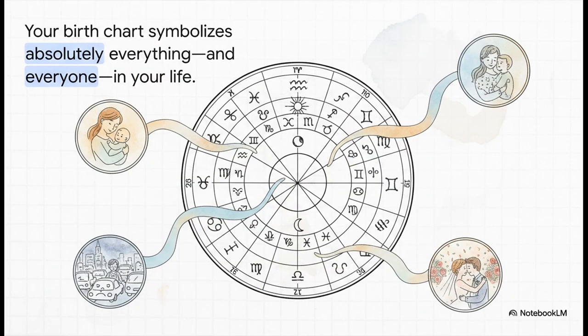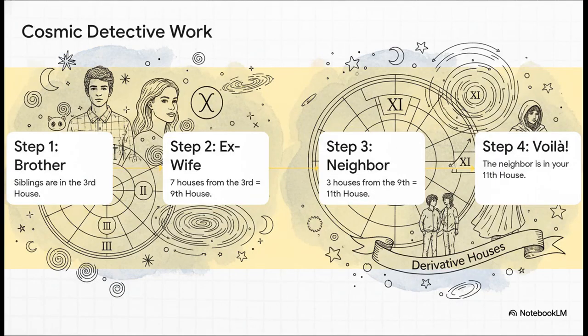Well, it starts with this foundational idea: your birth chart isn't just about you. It's a symbolic map of your entire world and every single person in it, from your mother to your boss to, yes, the neighbor of your brother's ex-wife. You just have to know where to look. So to find our pignapper, you have to do a little bit of cosmic detective work. See, the chart is split into 12 sections called houses, and each one rules a different part of life.